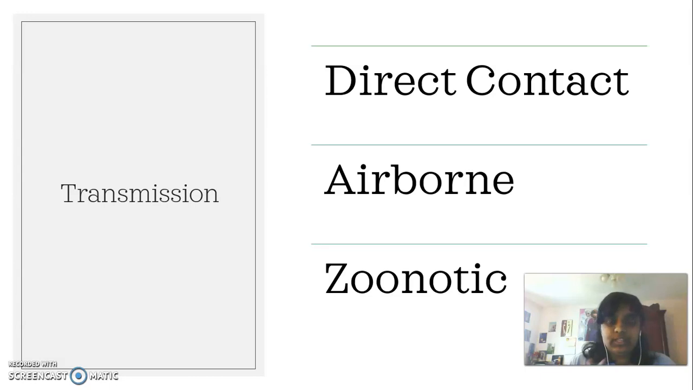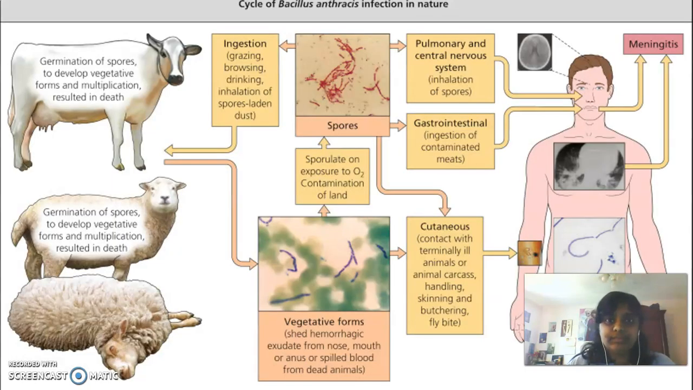So it can be transmitted through three ways. It's primarily zoonotic, but it can be transmitted airborne and then via direct contact. And this is just a picture that helps put all of that a little bit closer together. So with Bacillus anthracis, it rests in its spore form, which just means that it can live for longer. It's a lot harder to kill in that form, basically.